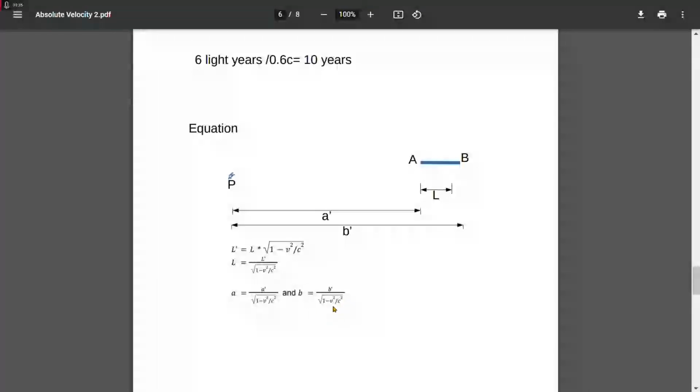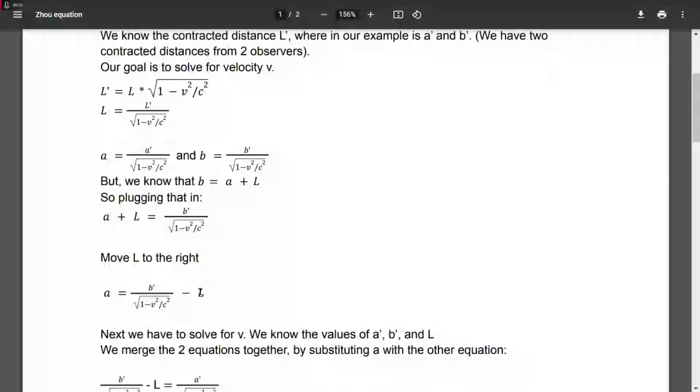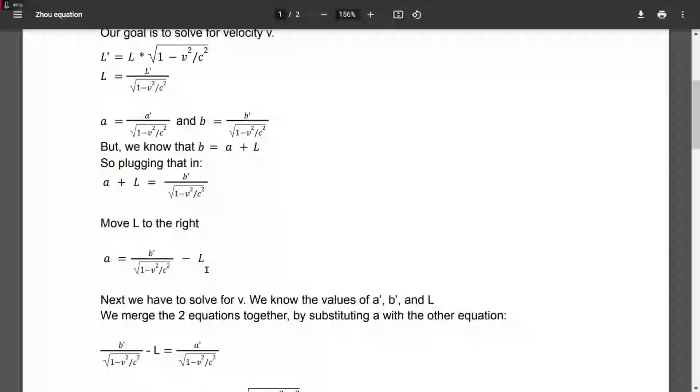But taking a look at this, again, we're still missing the key variable. We don't know A or B, and we don't know V. So naturally, we have two unknown variables, except we know A's relation to B, because remember, B is just A plus L. Again, we know A primed and B primed, and we're trying to find V. We don't know A and B. But we do know that B equals A plus L. So we simply sub this A plus L into this B equation here. So A plus L equals B primed over the square root. Then we move L to the right, and now we just have to solve for V.